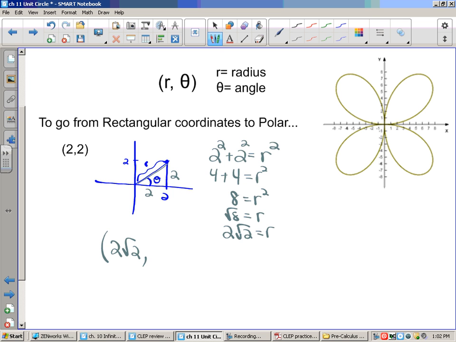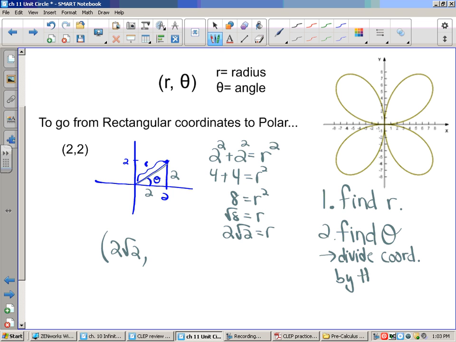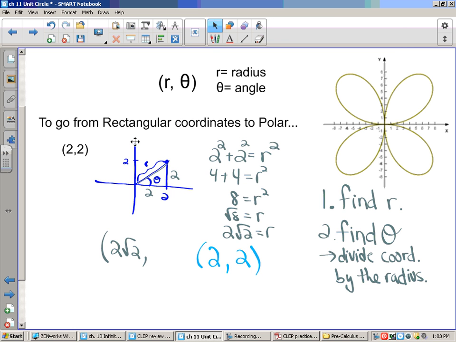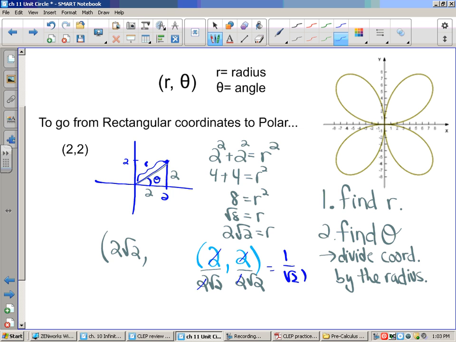Step 1 is to find the radius. Step 2 is to find theta. To determine theta, you're going to take your coordinate and divide it by the radius. Here is our coordinate, which, if you recall, is (2, 2). So we divide by our radius and simplify. I notice those 2's divide out, which gives me 1 over root 2, comma, 1 over root 2.